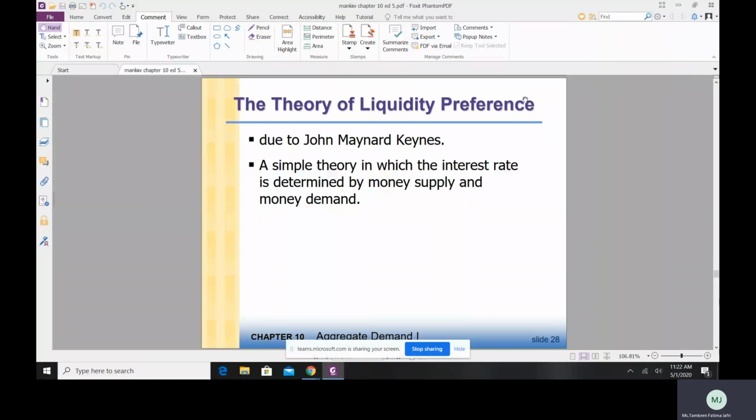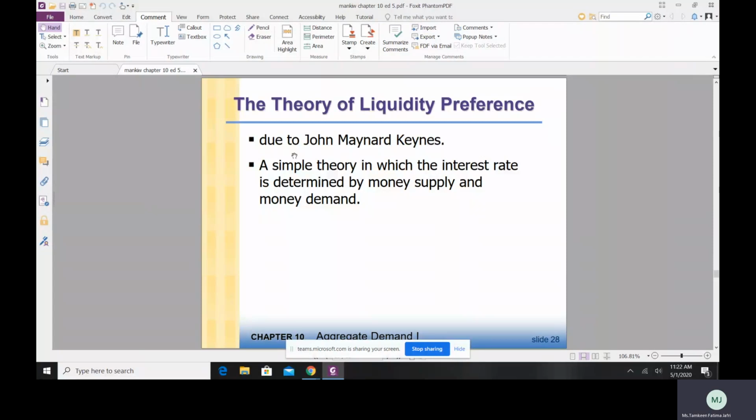This is part 4 of chapter number 10, which is aggregate demand. And in this particular part, we're going to derive the LM curve, which is the liquidity and money curve. Now, I told you earlier on that the LM curve is derived from the theory of liquidity preferences.